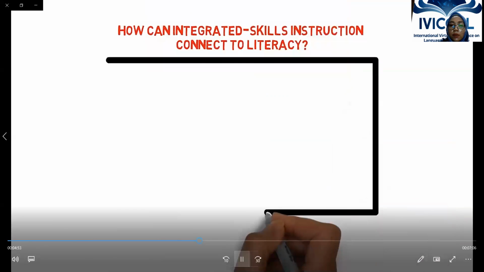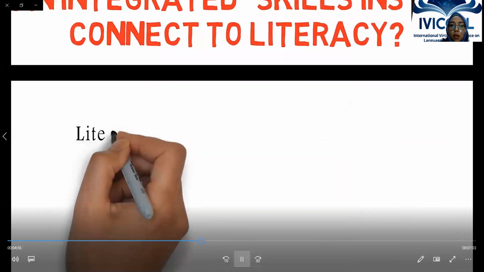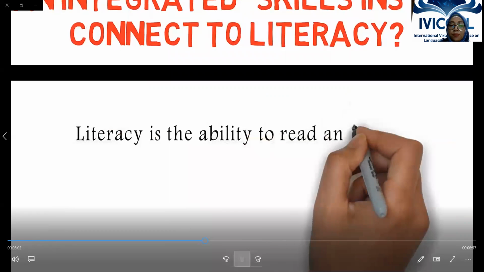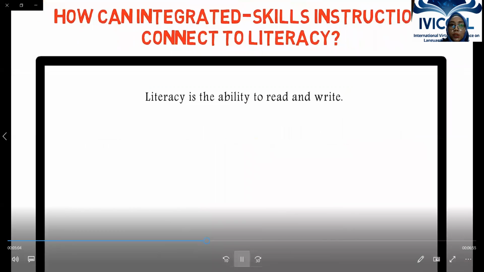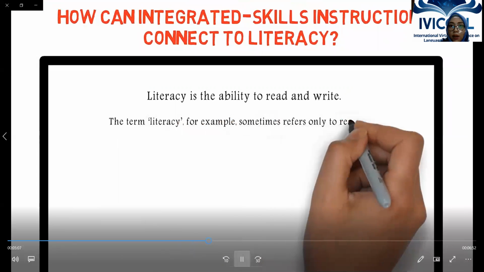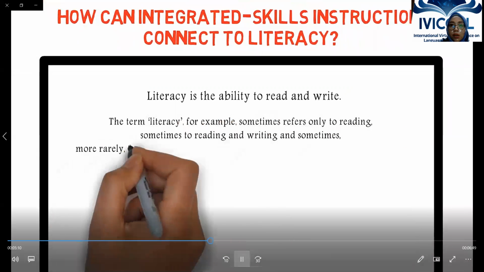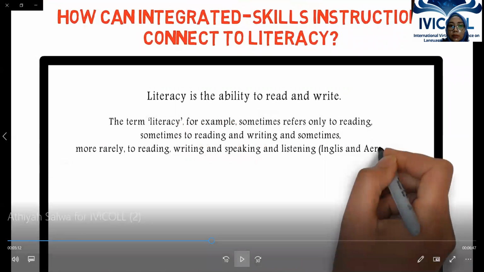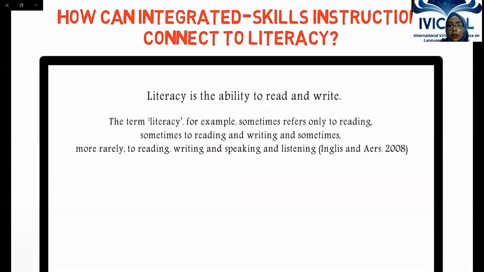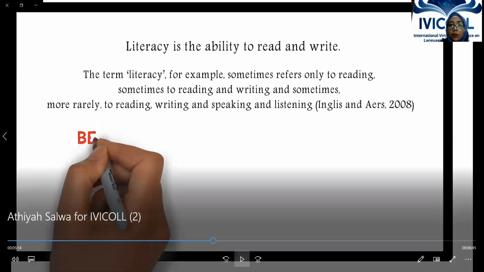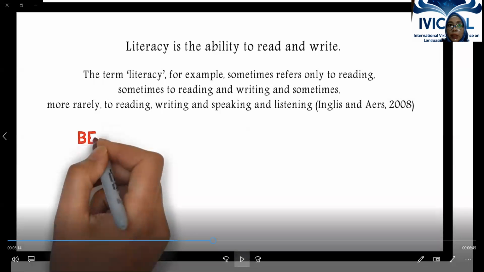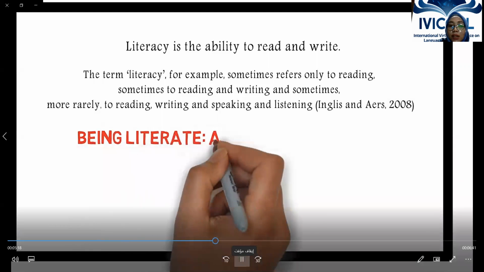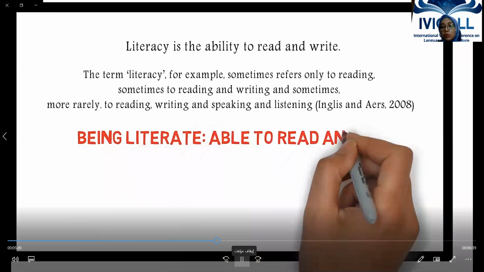We come to the definition of literacy itself first. Literacy is the ability to read and write, which makes a person literate, with varying degrees of fluency, of course. Here, literacy refers to only reading, or sometimes both reading and writing. Or you can combine four skills also: reading, writing, speaking, and listening. In a simple sentence, being literate means you are able to read and also write.